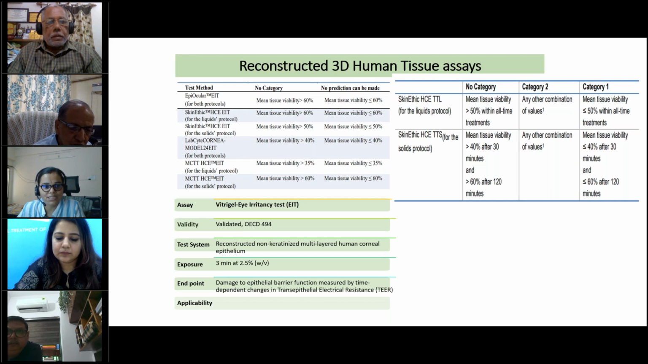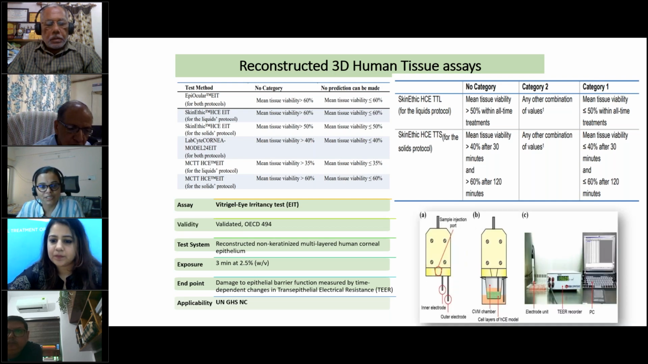Endpoint would be the damage to the epithelial barrier function measured by time-dependent changes in transepithelial electrical resistance, that is the TEER measurement. This method is used to detect UN GHS non-category chemicals. And this is the pictorial representation of the method, where the electrode is placed onto the tissue inserts and the TEER recorder will record the measurement and the prediction will be made.